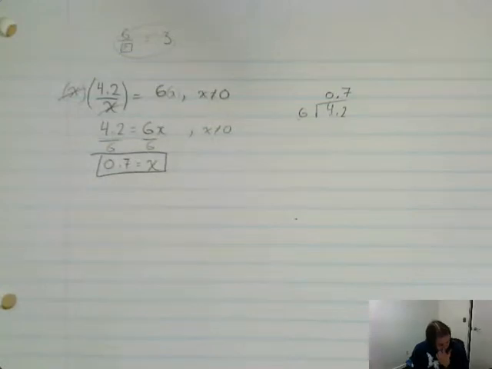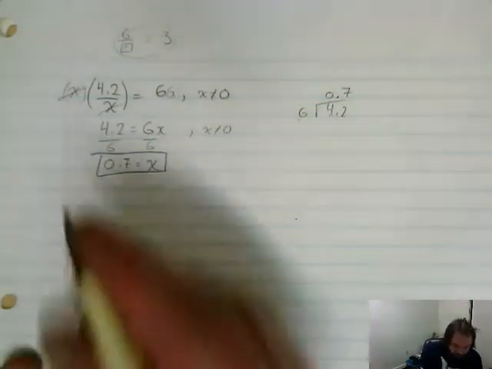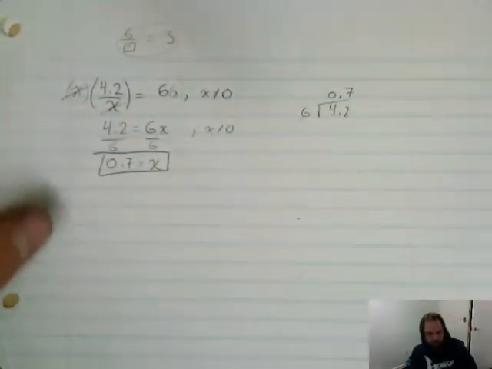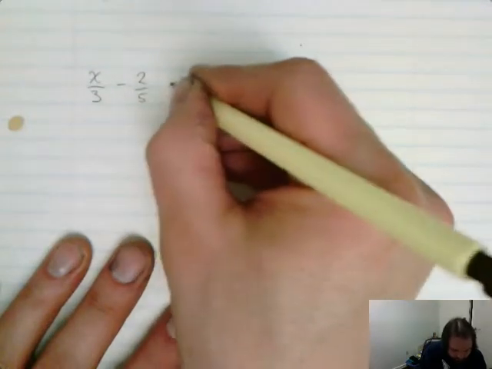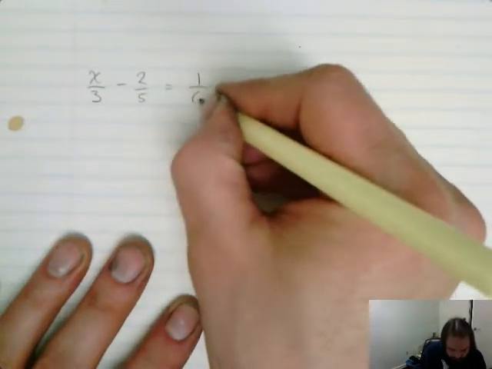Okay? Let's take a look at my next one here. My next one is a little bit more challenging. For my next one, we are going to have x over 3 minus 2 over 5 is equal to 1 over 6.